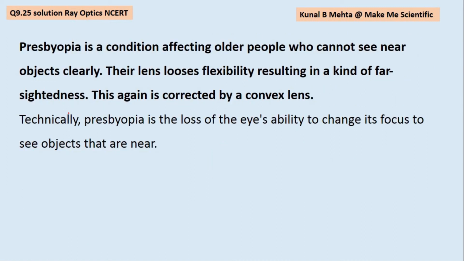The third type of defect is presbyopia, and it happens with age, and the eye loses its flexibility, resulting in a kind of farsightedness. Please do not consider this as farsightedness, but this is again corrected by a convex lens. Technically, presbyopia is the loss of the eye's ability to change its focus to see the objects that are near. This happens mostly after the age of 50.